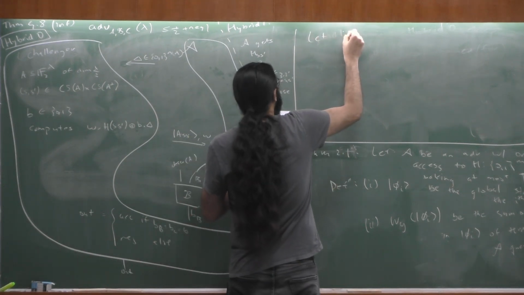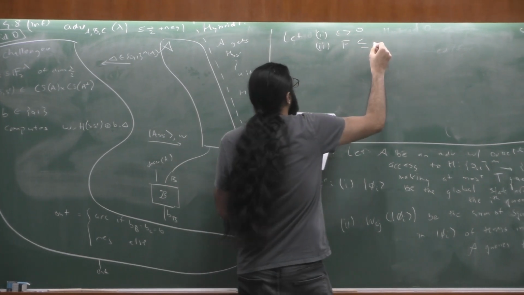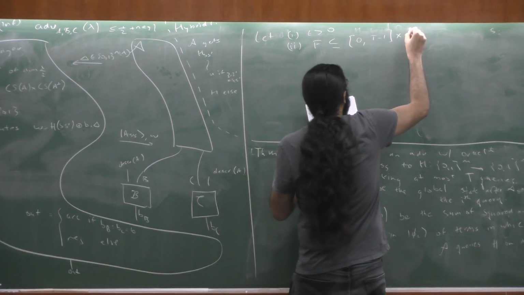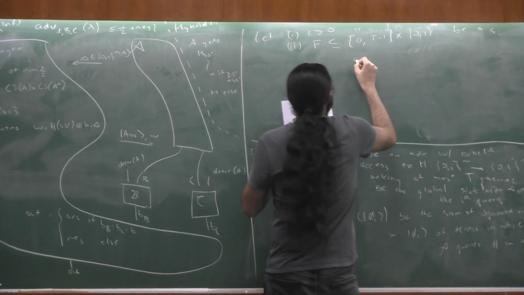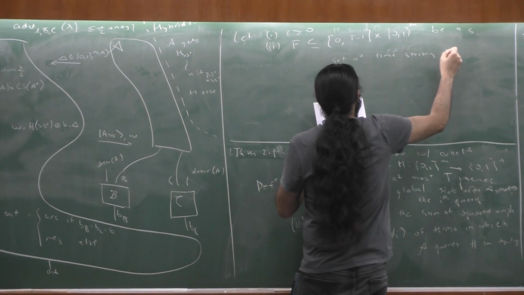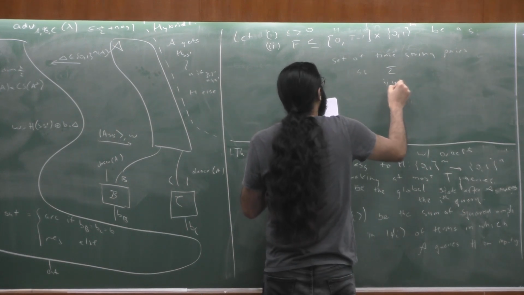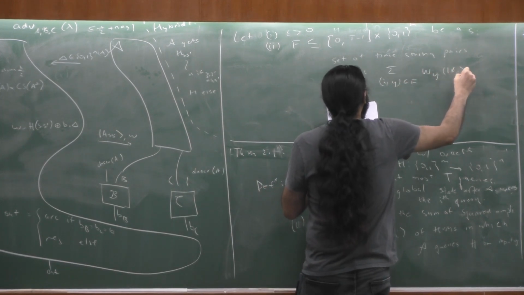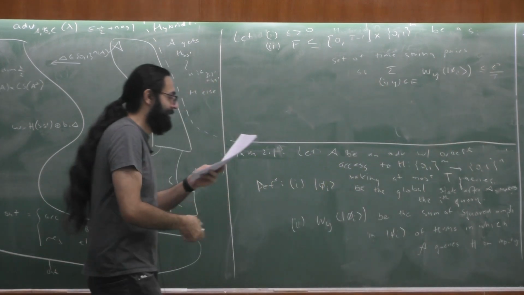Okay, and then we let epsilon be greater than 0, and then we let F be a subset, a set of time-string pairs, such that the sum over (i, y) in this F of omega_y of phi_i is at most epsilon squared by T.